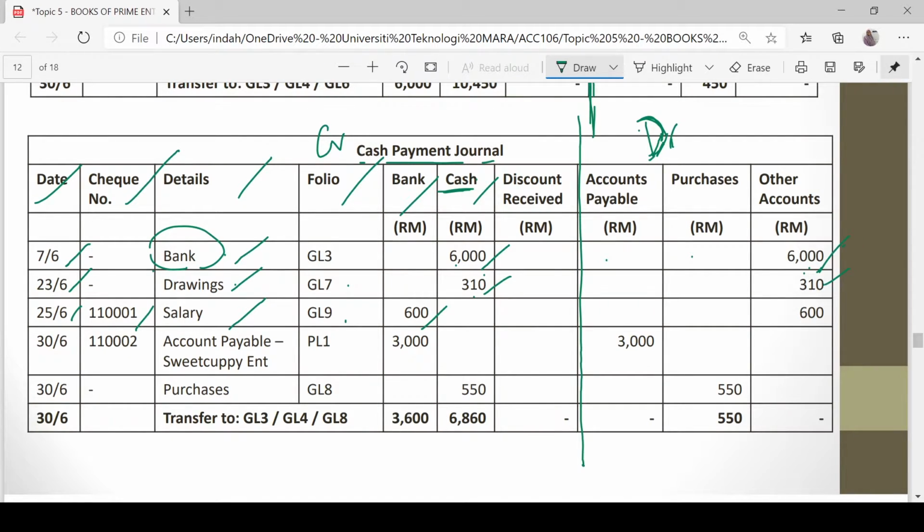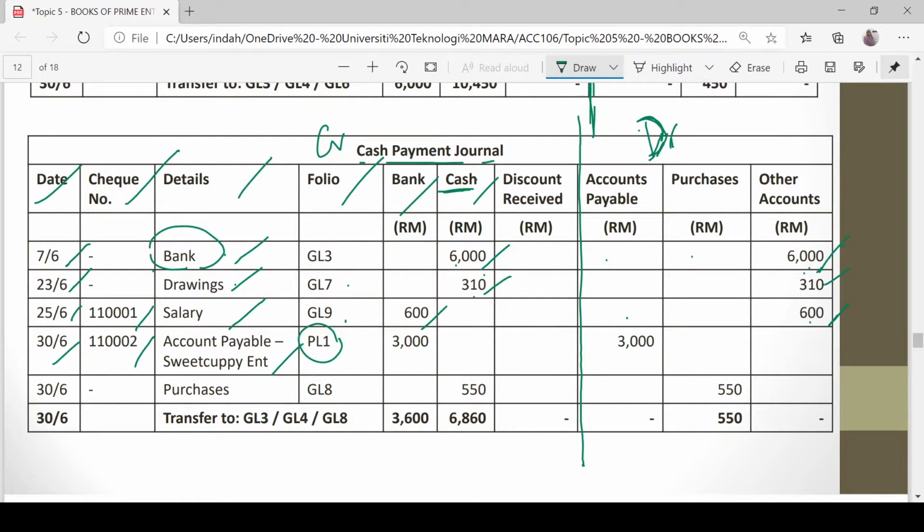So is it because of account payable? No. Purchase? No. Other account? Yes. So here, 30th of June, we made a payment to account payable Sweet Copy. So this is the check number. Sweet Copy again, PL1. We already assigned PL1 to Sweet Copy, so PL1 again.